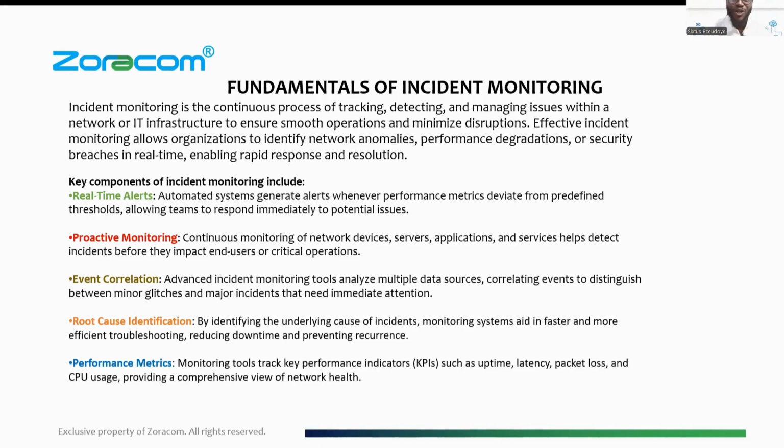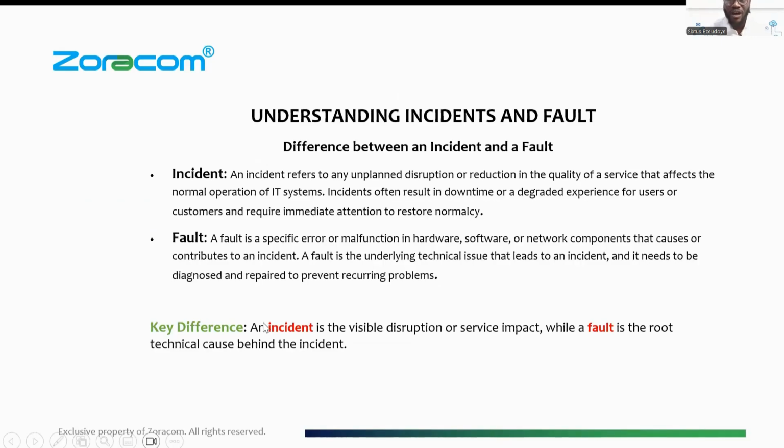Dear friends, it's not only human beings that have health issues. Our network infrastructures also need to be checked for an overall network health. And this can only be achieved through an effective incident monitoring and fault management. And we are going to discuss that in detail. So what are incidents and what are faults?